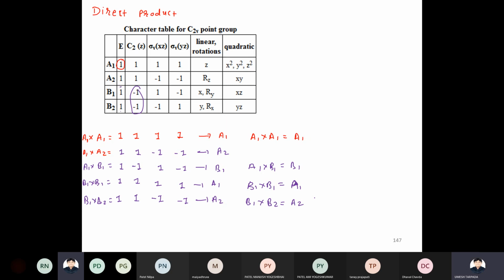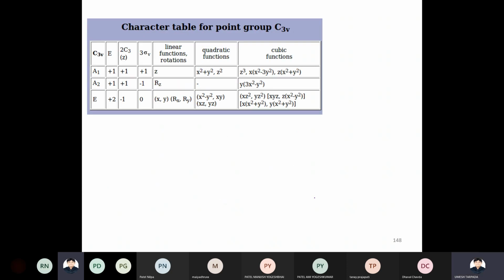So in this way, you can calculate direct product. The concept of direct product is very, very important. Now, suppose you are given the character table for C3V, and the question is asked to find out direct product for C3V.